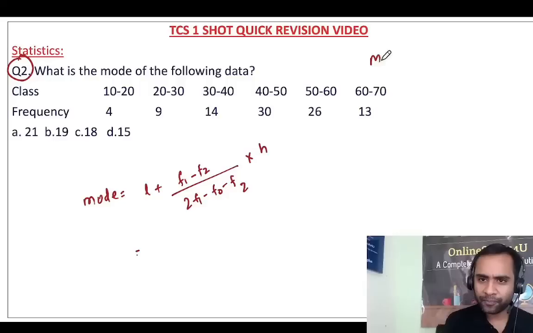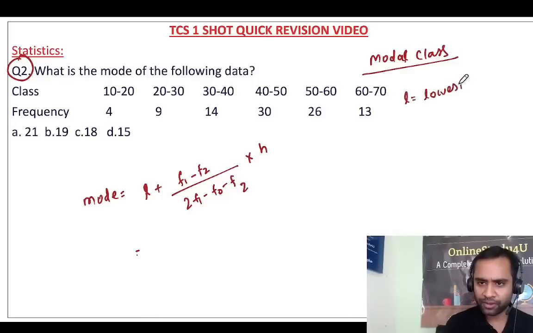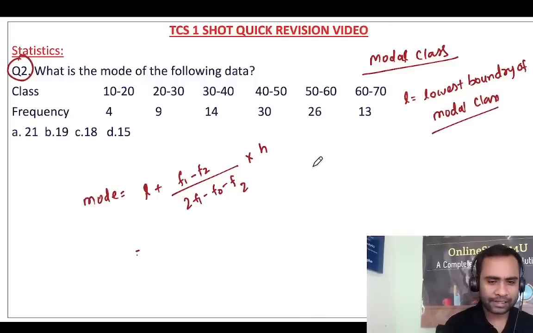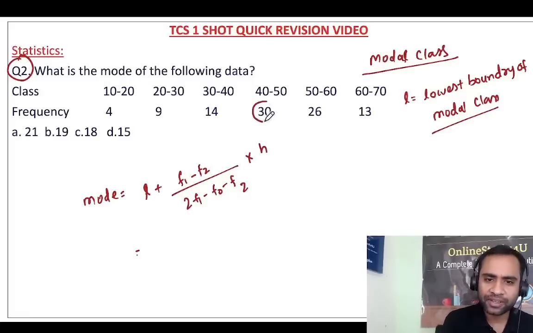Now the first thing we will have to calculate is the model class. Okay, understand what is model class. And then L is nothing but the lowest boundary of your model class. Now, what is the highest frequency? Highest frequency is nothing but 30. That becomes your model class.